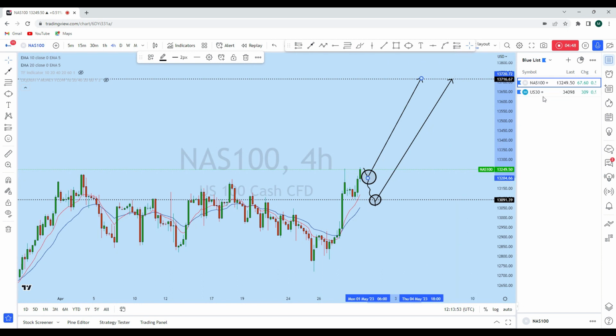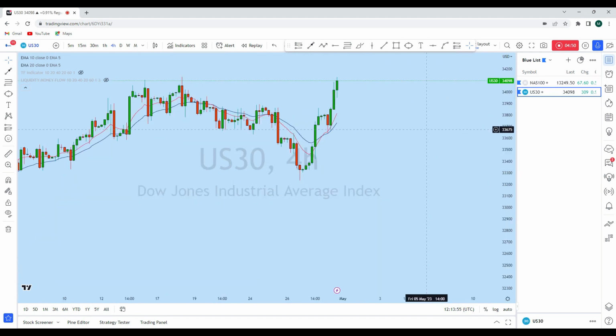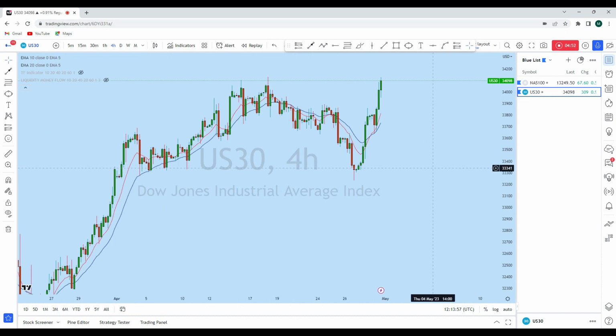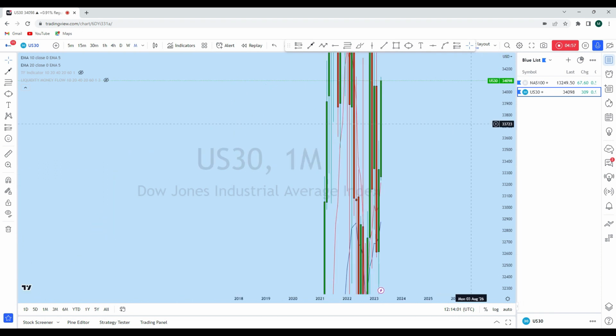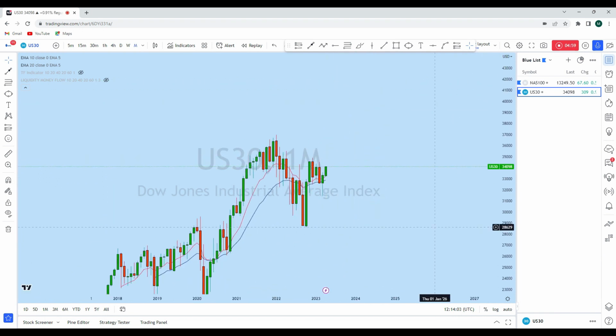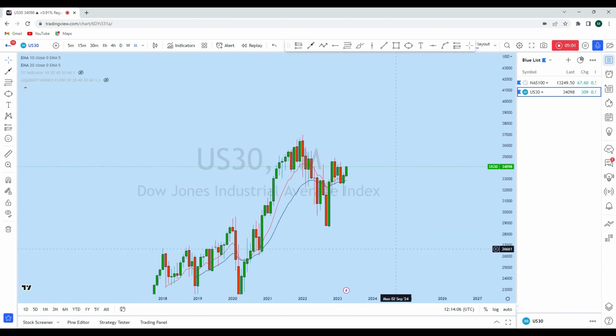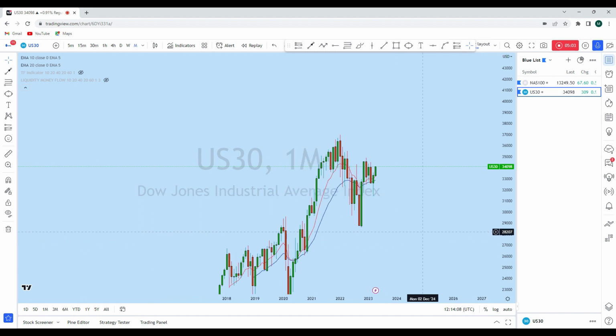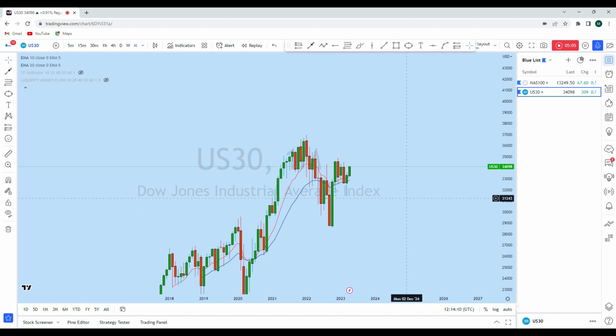Now let's look at US30. As you can see, almost similar price action has been created on US30 and Nasdaq. If we look at the monthly on US30, we see that this market is also showing a promising, possible bullish market structure to form in the future to the upside.